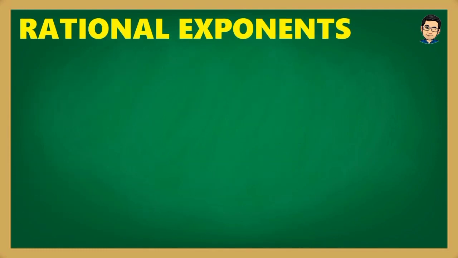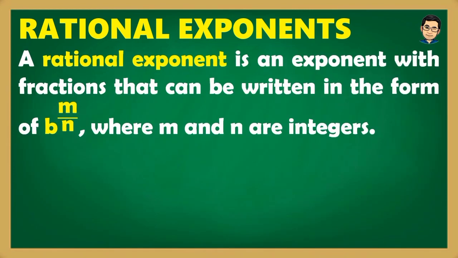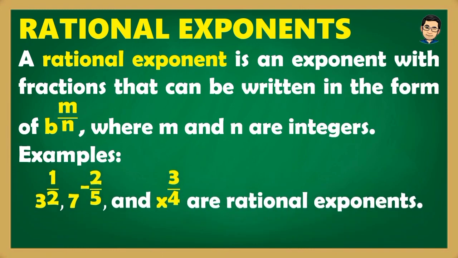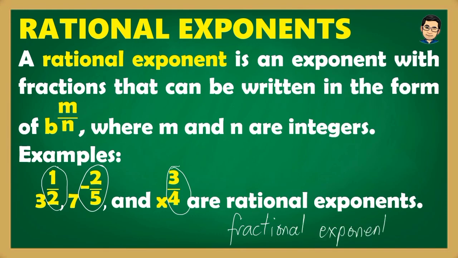After discussing rational numbers, let's have rational exponents. A rational exponent is an exponent with fractions that can be written in the form of b raised to m over n, where m and n are integers. Let's have examples. 3 raised to 1/2, 7 raised to negative 2/5, and x raised to 3/4 are rational exponents. Yung mga rational exponents na sinasabi natin dyan, yung 1/2, negative 2/5, tsaka 3/4. Kadalasan pong ginagamit natin dyan, yung mga fractions. That is why, considered sila as fractional exponents. Hindi naman po tayo malilito sa mga fractional exponents because meron po yung numerator tsaka denominator.